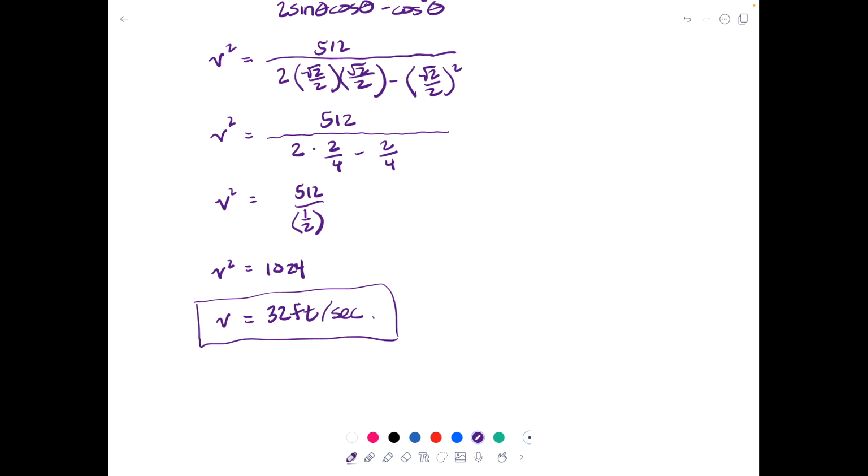Groovy? All right, perfect. I think that is all that the problem asks for.